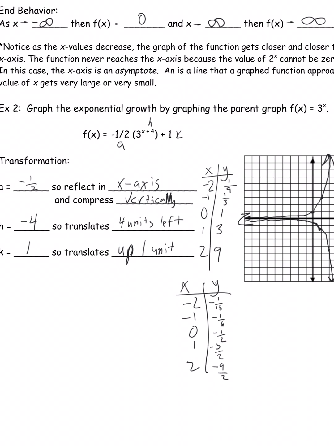So all of those points that I just plotted, I'm going to move 4 units to the left and up 1. So 1, 2, 3, 4, and up 1 goes there. I'm going to change color so that we can see the difference here. So do that again. 1, 2, 3, 4, up 1.